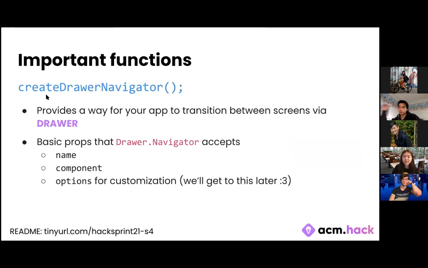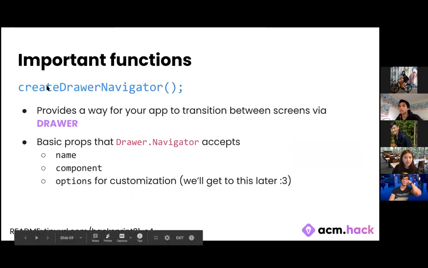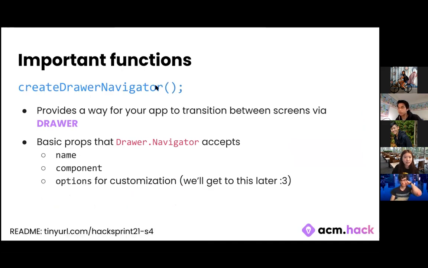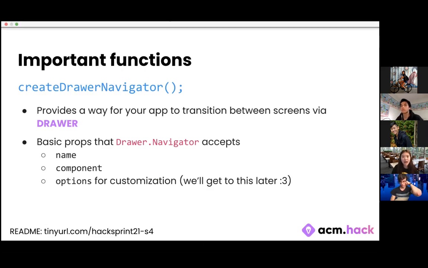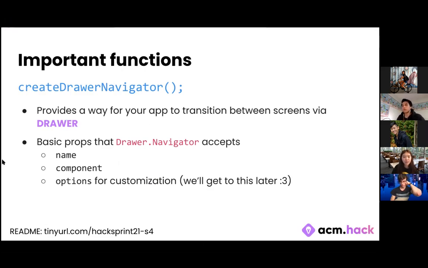Okay, and then some more important functions. We have createDrawerNavigator. You might notice that there is quite a trend that all of these navigators have, and it's this basic function right here. This function creates a way for our app to transition between screens through the drawer. Again, the basic props that this accepts are name, component, and options, so very similar to everything that we've talked about.